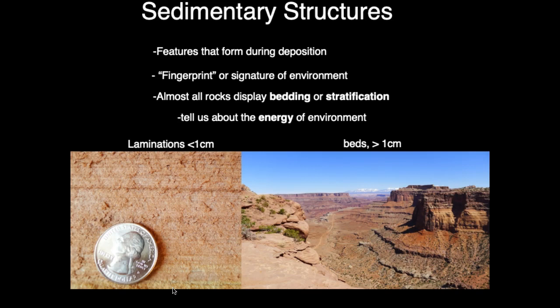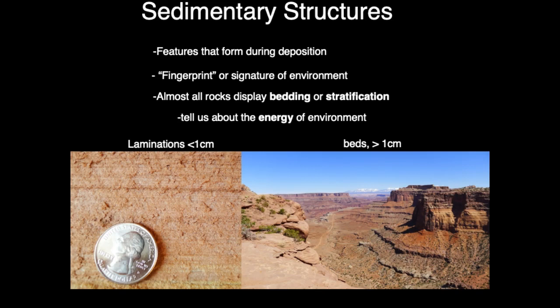If these structures are present in the rock record, they usually provide additional information that can be useful when interpreting Earth's history. So they're like a fingerprint or a signature of that environment of deposition. Almost all of the sedimentary rock will display bedding or stratification, which is what you're seeing in both of these images. These are a layering pattern that is nearly horizontal.